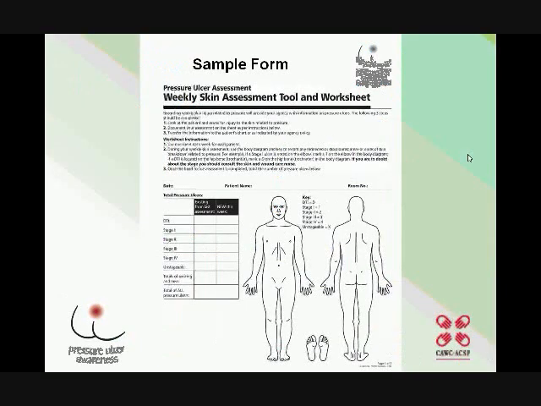Here's a sample form of the sheet required for you to collect your prevalence data.